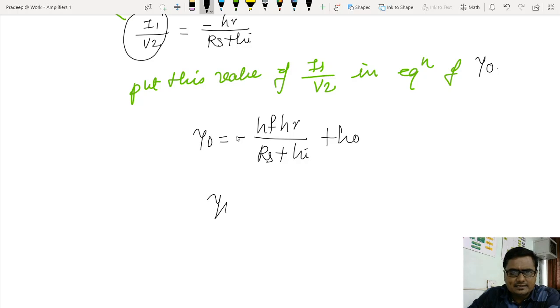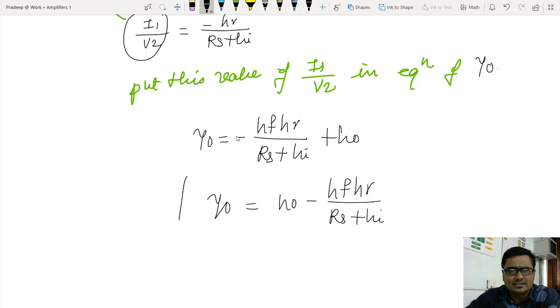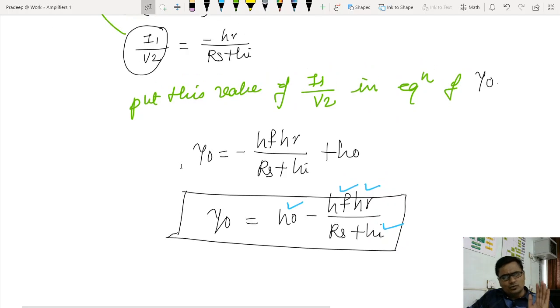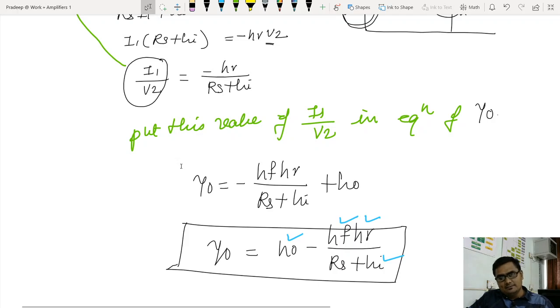Or if I rewrite this equation, Yo is equal to Ho minus Hf Hr divided by (Rs plus Hi). Look at this. This is Yo in the form of Ho, Hf, Hr and Hi. See, all the 4 h parameters are included in the equation of Yo. See, I told you, if you want to extend, yes, you will get Yo in the form of all h parameters.